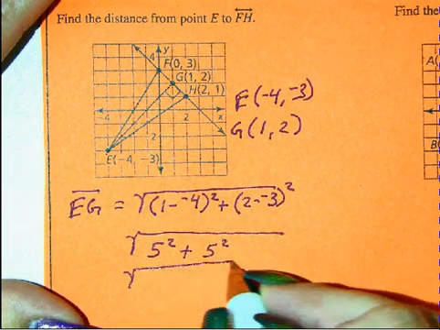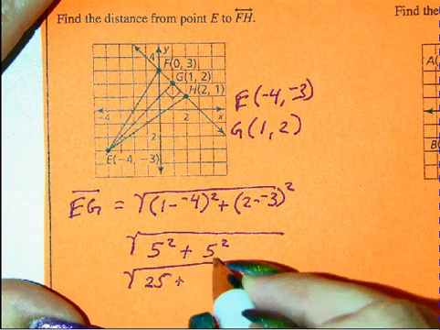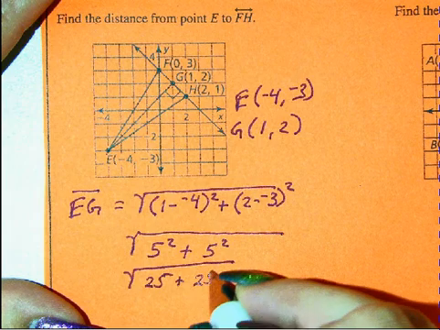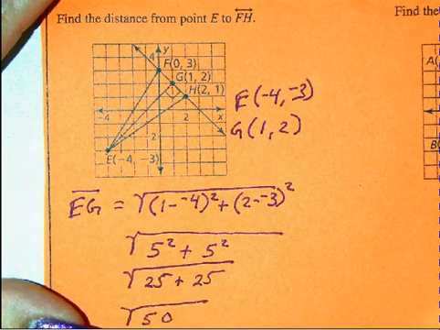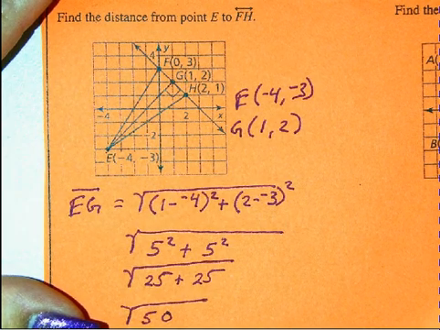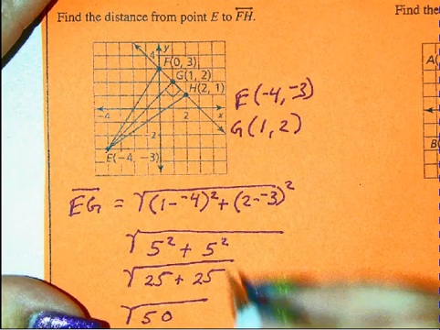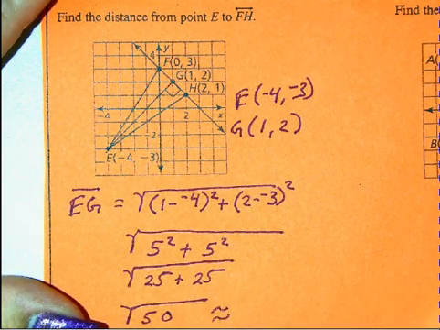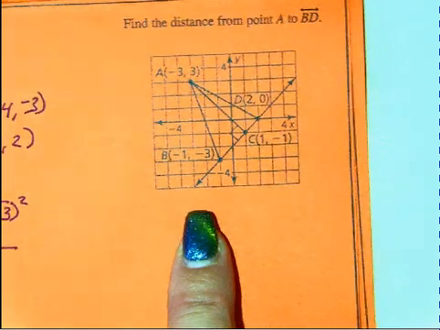Now we're going to work with our exponents. 5 squared is 25. 5 squared over here is another 25. So we're going to get square root of 50. Okay, and at this point, that is an acceptable answer, or you can approximate it using your calculator. But remember, if you approximate, to put the little approximate symbols there. Okay, all right, so let's keep moving. Let's go on to the other one.